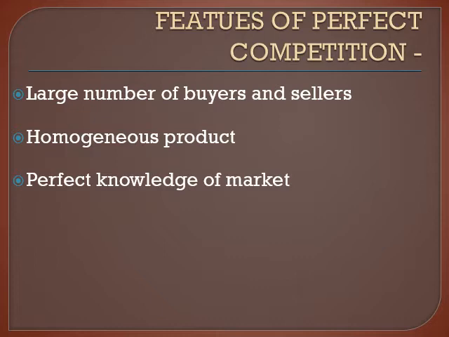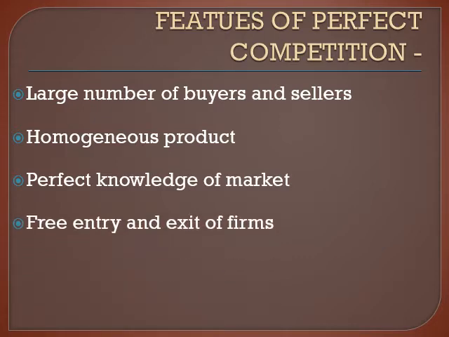Next is perfect knowledge of market. Basically sellers and buyers have perfect knowledge of the market conditions about prices, about the quantity and commodity, okay, about the demand and supply. These are all different market conditions that the buyers and sellers know.